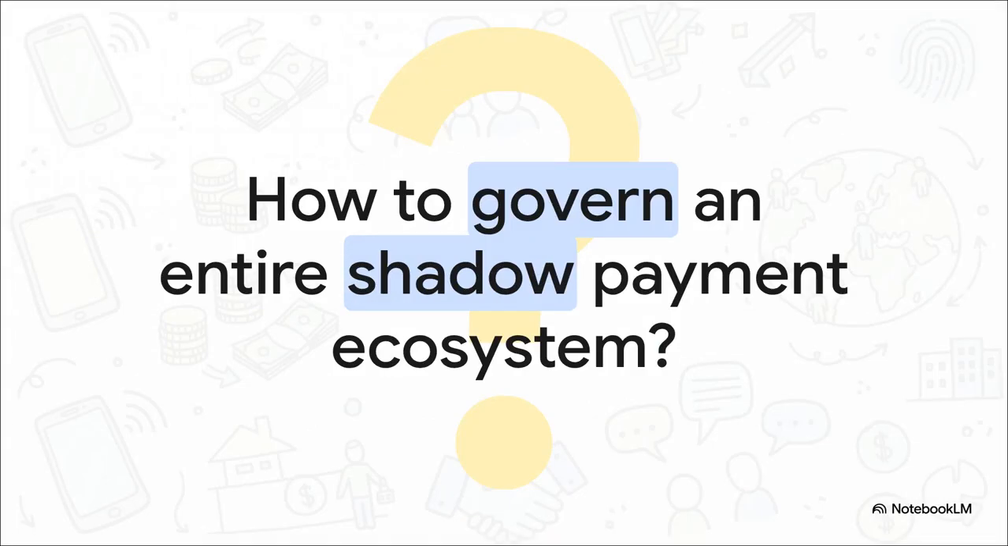Which leaves us with this final, really provocative thought. What does it actually take to govern an entire shadow payment ecosystem built entirely on local human agents? Well, as we've seen from digging through this training guide, it takes a fascinating blend of highly simplified mobile software, really strict geographic and ledger tracking, and a highly incentivized franchise model to make sure this human bridge holds strong. It's a hyper-localized solution to a massive global digital hurdle.